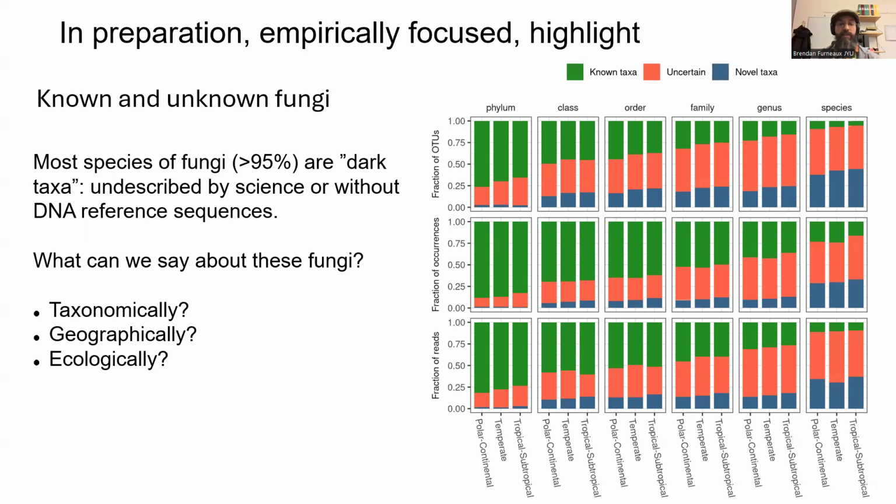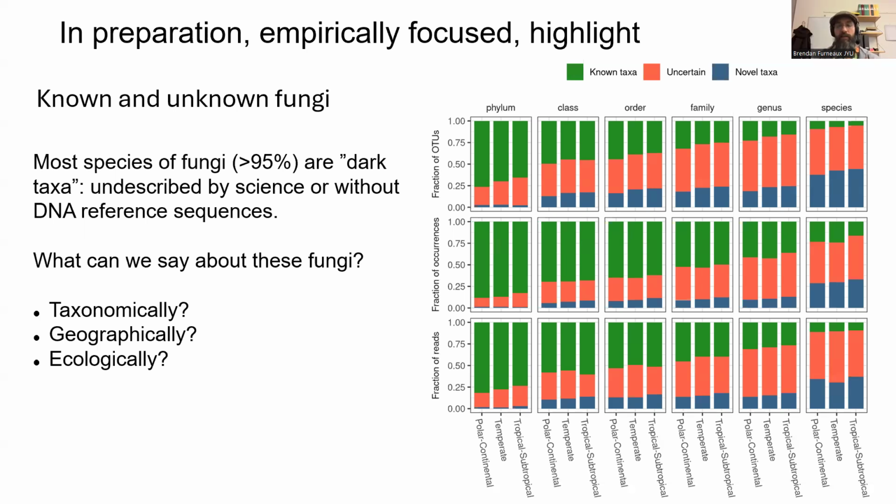And so the question here is just what can we say about these fungi? Where do they occur taxonomically, like what family or order should they belong to? But also what sort of geographical distribution do we see, and what sort of ecological distributions do they seem to have?